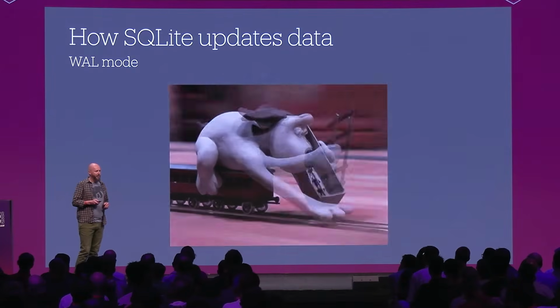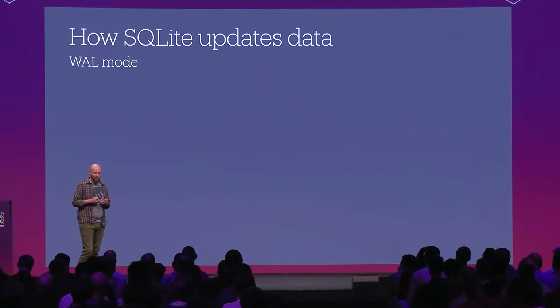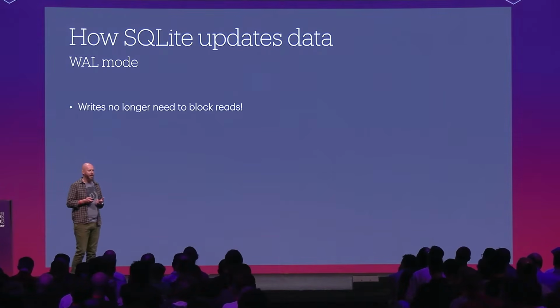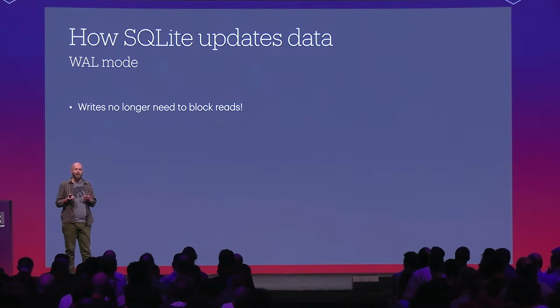Now, WAL mode has a couple of really nice properties that make it work better for concurrent workloads. One of them is that writes don't need to block reads anymore. Since you're not overwriting pages, that means if other processes want to read the database while a write's happening, they can continue to do so, and nothing's going to pull the rug out from under their feet by changing a page they're reading. So that's nice.